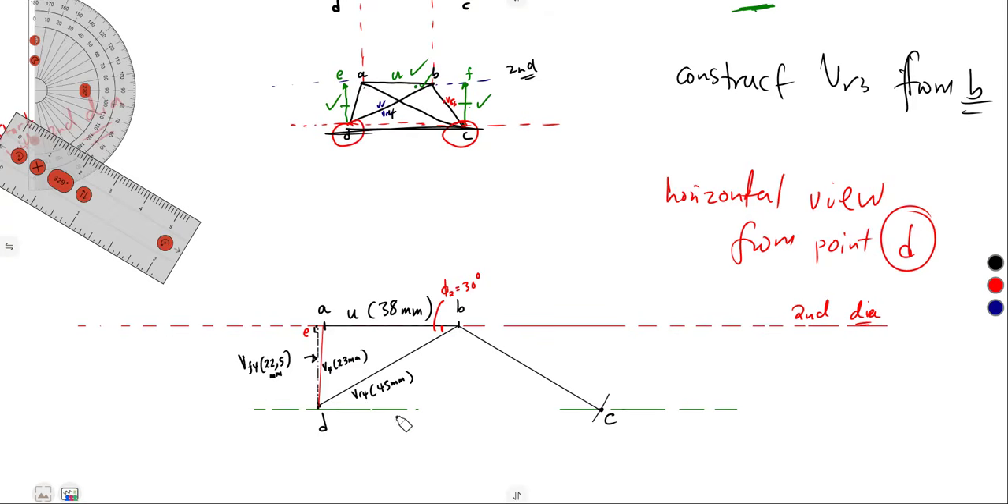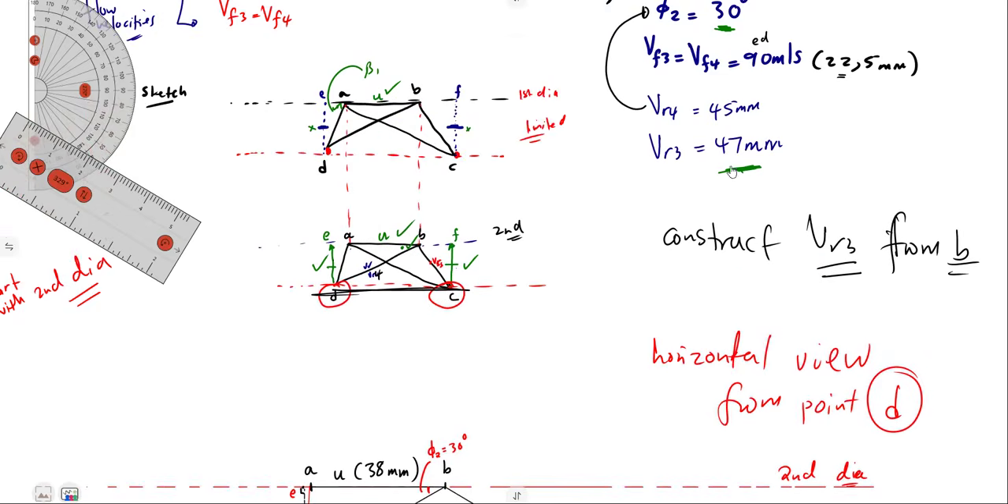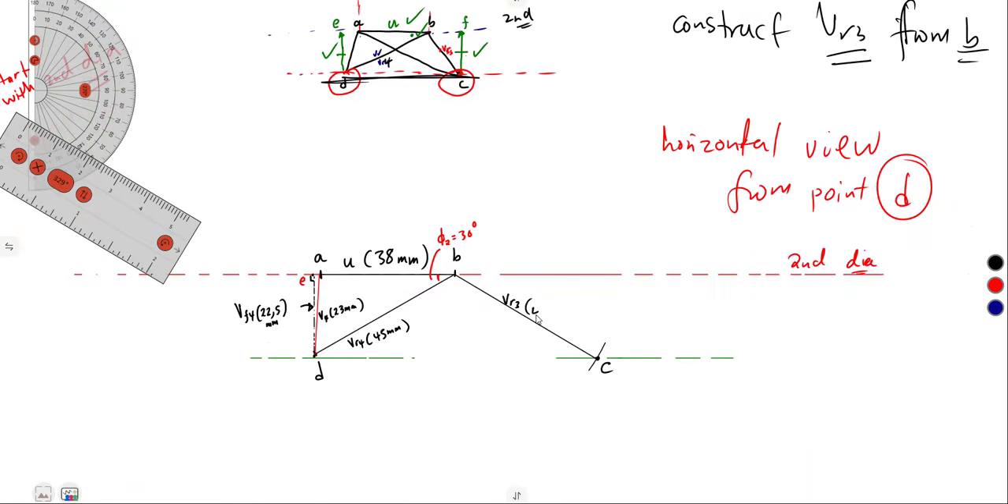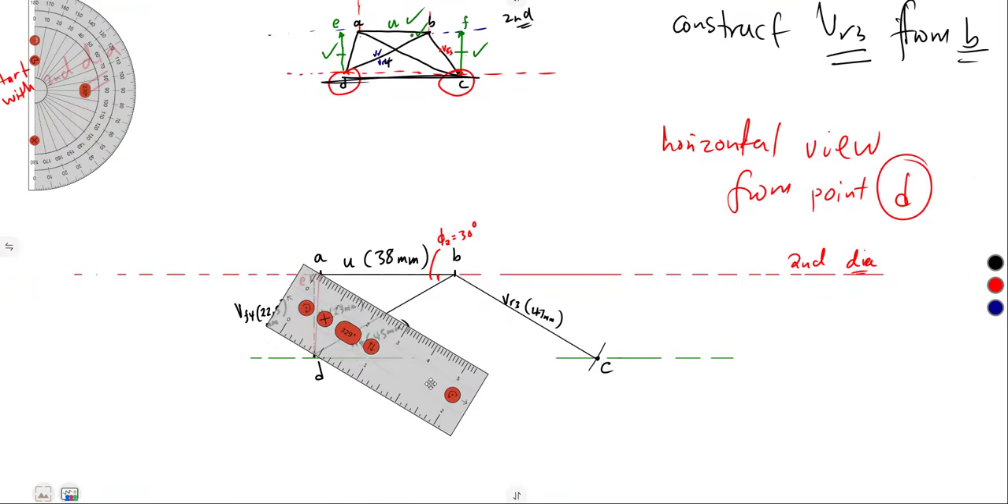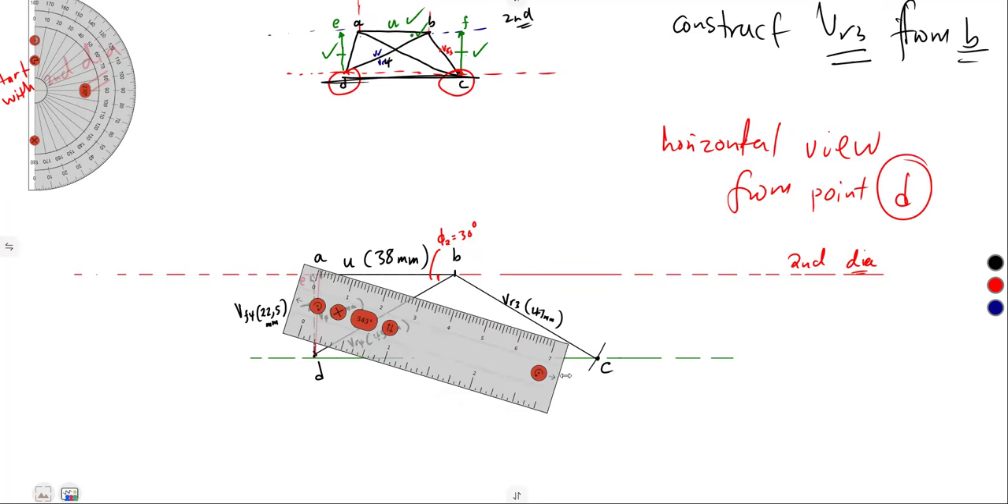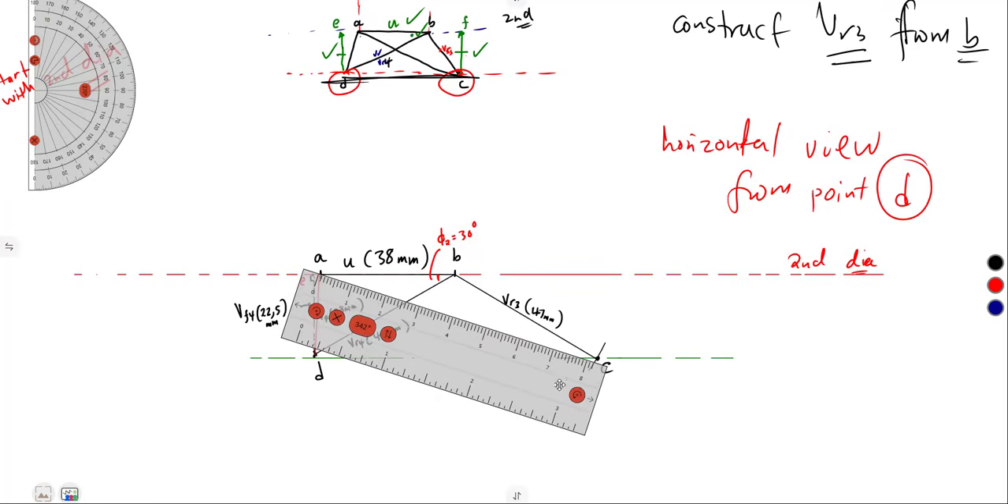Okay. So this D to C is the total wheel velocity that we have. This B to C is our VR3, remember? That's our VR3, which we already measured as 47 millimeters. So as you can see, guys, we're almost done. What we can simply do now is join A to C. We measure all these remaining properties. We are done with our diagram. The rest is just measuring and so forth.